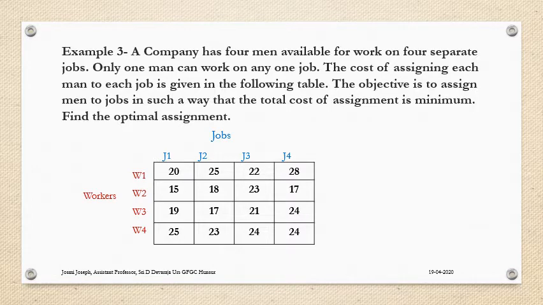A company has 4 men available for work on 4 separate jobs. Only one man can work for any one job. The cost of assigning each man to each job is given in the following table as the cost matrix. The objective is to assign men to jobs in such a way that the total cost of assignment is minimum. Our objective is to find the optimal assignment to make the cost minimum. So here 4 workers W1, W2, W3, W4 and 4 jobs J1, J2, J3, J4.